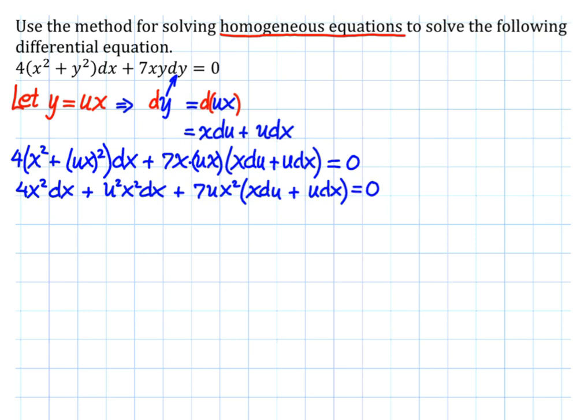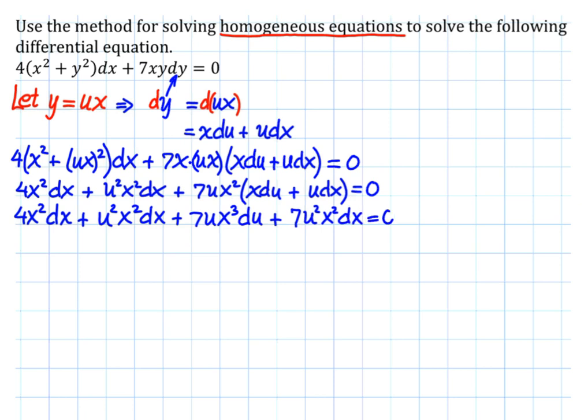Right. Next, I'll multiply out the 4ux squared. For now, we copy the 4x squared dx, u squared x squared dx. Now we multiply it out. x times x will be x cubed du, and then u multiplied to 7ux, we have 7u squared x squared dx equal to 0.